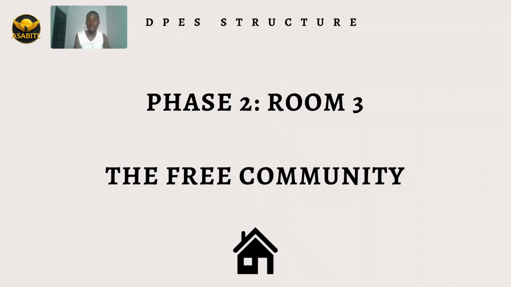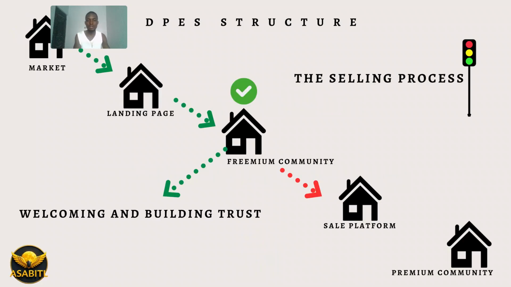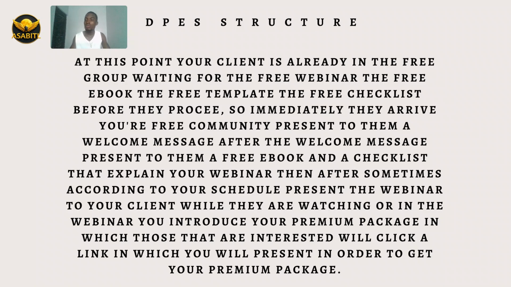Now we have room 3 in phase 2, which is the free community. Now, in this free community, I want you to do a very wonderful thing. What do you do? At this point, your client is already in the free community waiting for the free webinar. Remember that what brings them is not what you're selling. What brings them to you is the free thing that you're offering. That is what takes them from the market to the landing page to the free community.